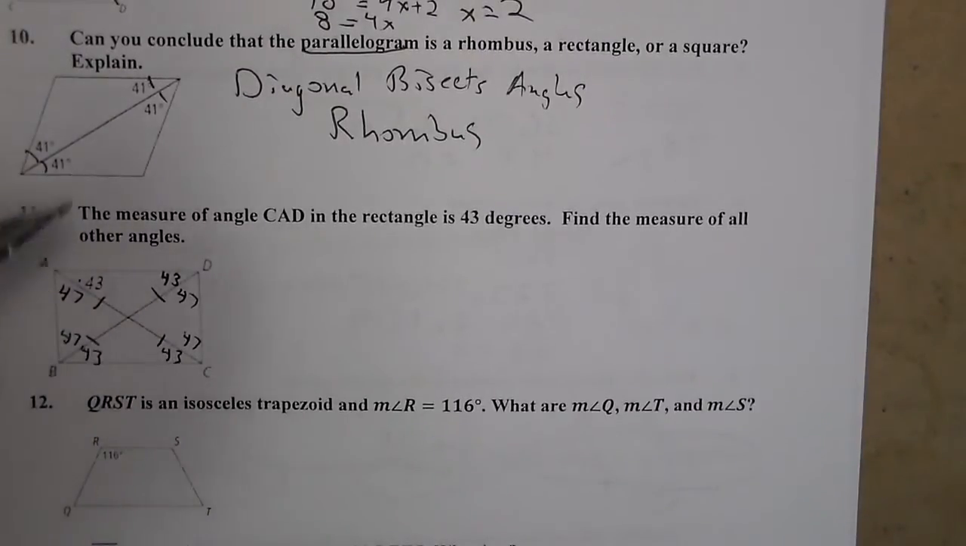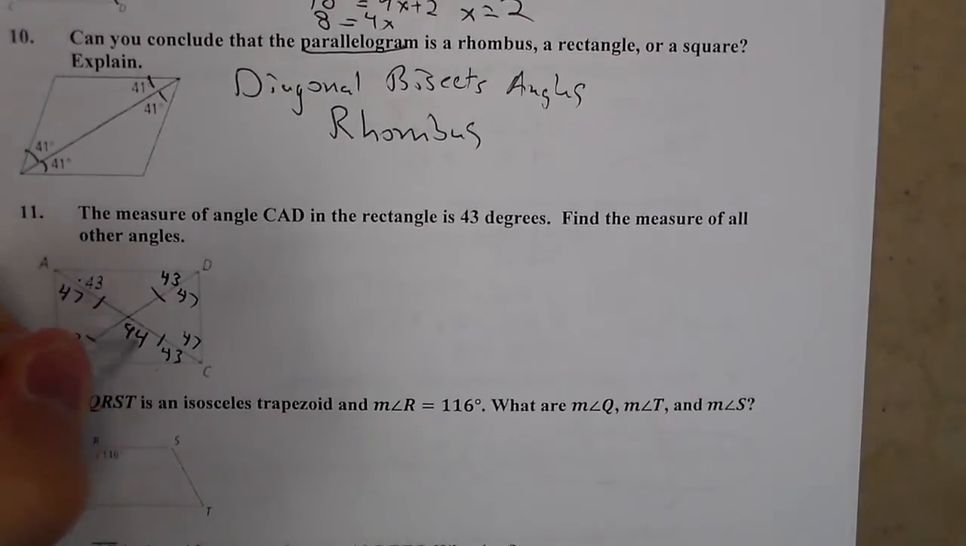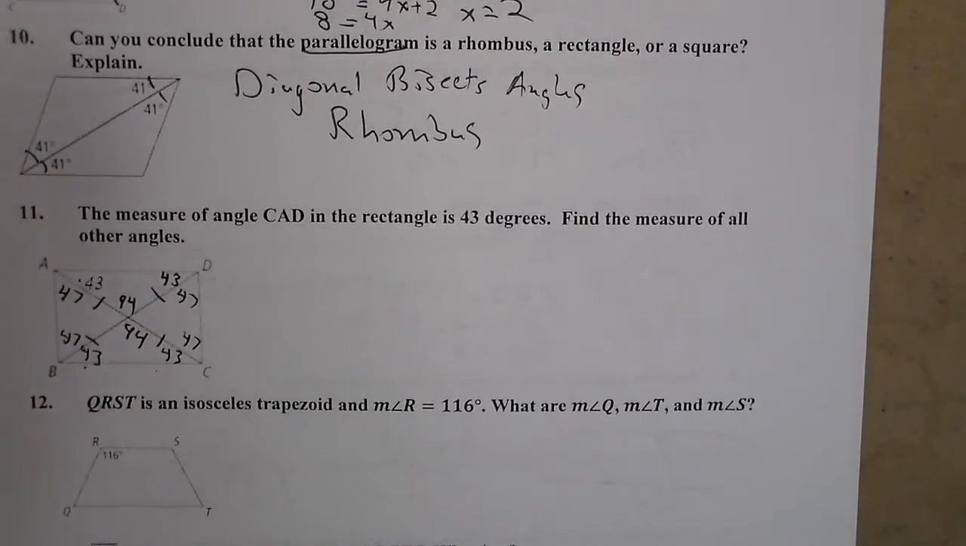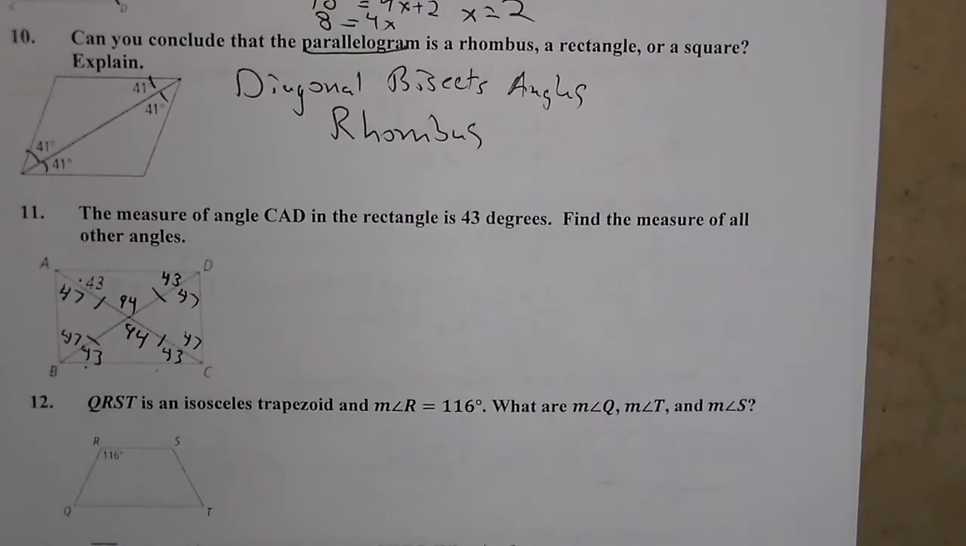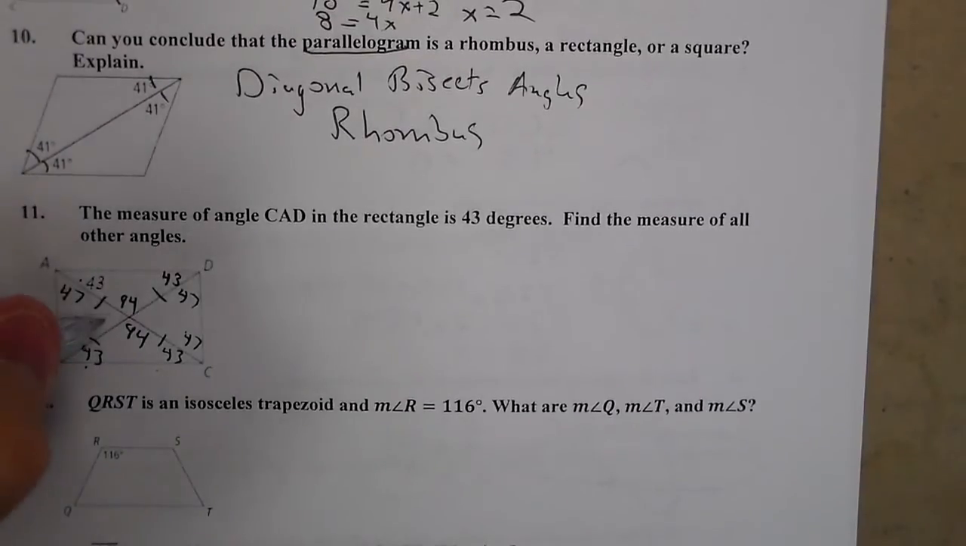Last thing we have is those central angles. Now, 43 and 43 is 86. 180 minus 86, because it is a triangle, is 94. We have its vertical angles 94. Then the angles next to those is 180 minus 94, which is 86.